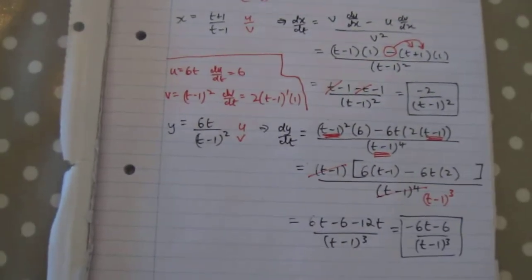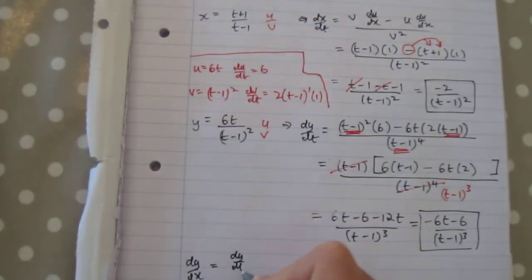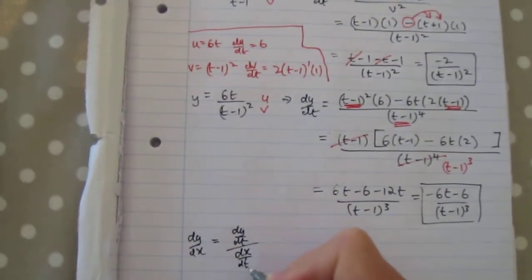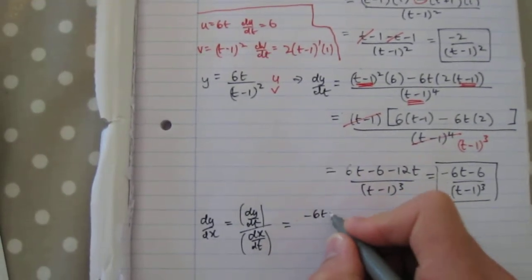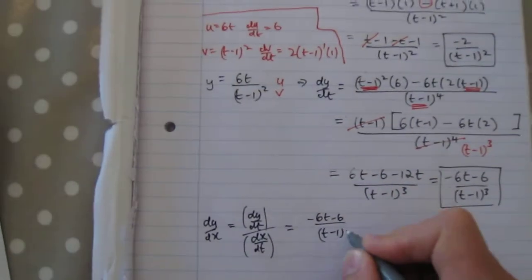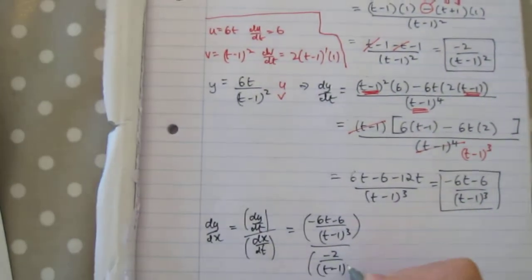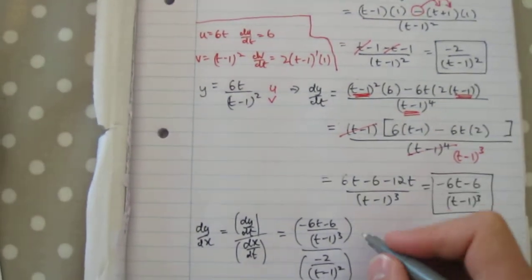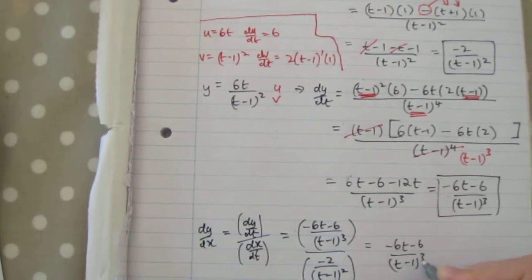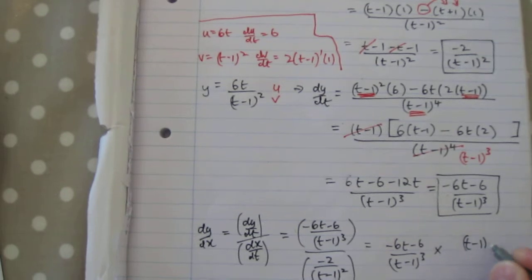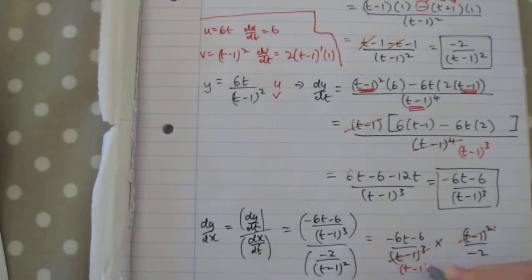dy/dx then. For dy/dx, it's dy/dt over dx/dt. So that's minus 6t minus 6 over t minus 1 cubed, divided by minus 2 over t minus 1 squared. The easiest way to do this is to invert and multiply: over t minus 1 cubed, multiplied by t minus 1 squared over minus 2. Now straight away this and this cancel and I'm left with t minus 1.